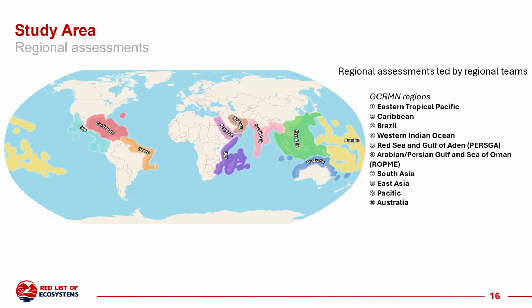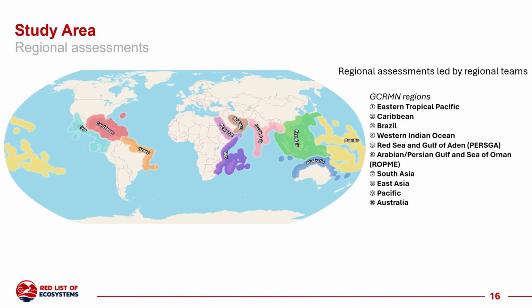This will be a bottom-up approach with regional teams leading regional assessments of their own coral reefs. The idea is to ensure that each RLE is tailored to local contexts, making the results directly relevant for regional and national policy and planning. In most cases, the work will be led by the regional GCRMN node, or another regional group or organisation with the capacity and expertise to coordinate the effort. In total, 10 regions around the world will be supported to carry out these assessments.